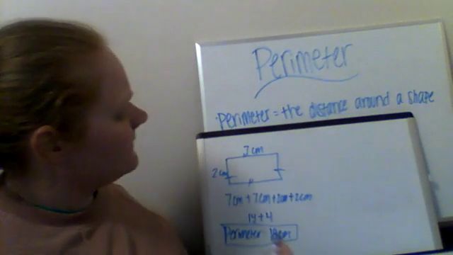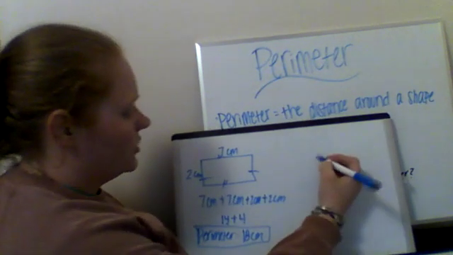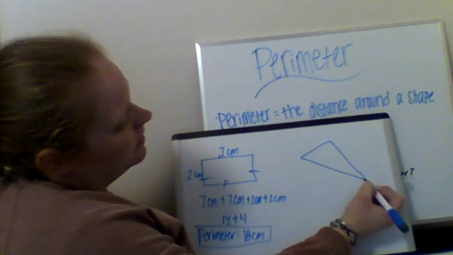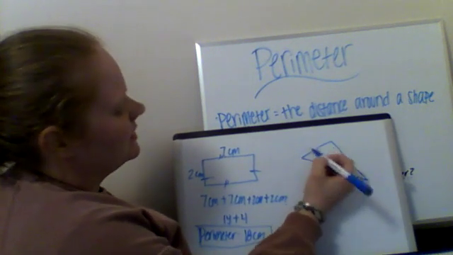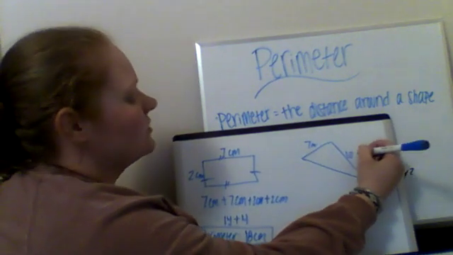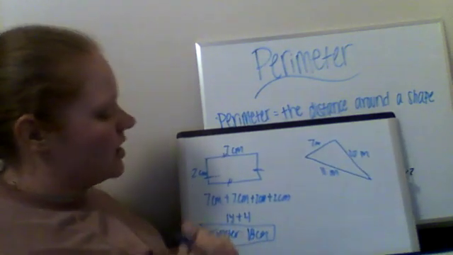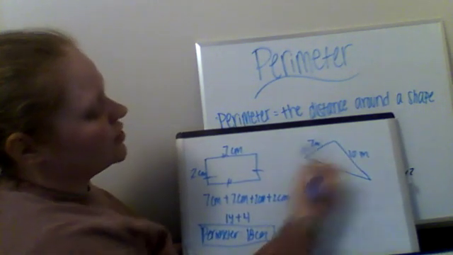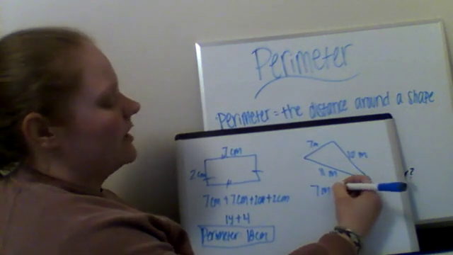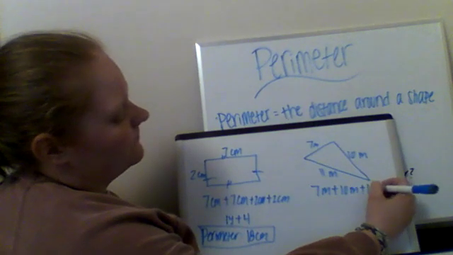Okay? What if I gave you another example, but this time I'm going to do a triangle. So if I was to give you this triangle, okay, and this side up here is 7 meters, then I have 10 meters, and then I have 11 meters. Okay, so perimeter is just adding the lengths of each side, so I would take 7 meters, and I'm going to add 10 meters, and then 11 meters.